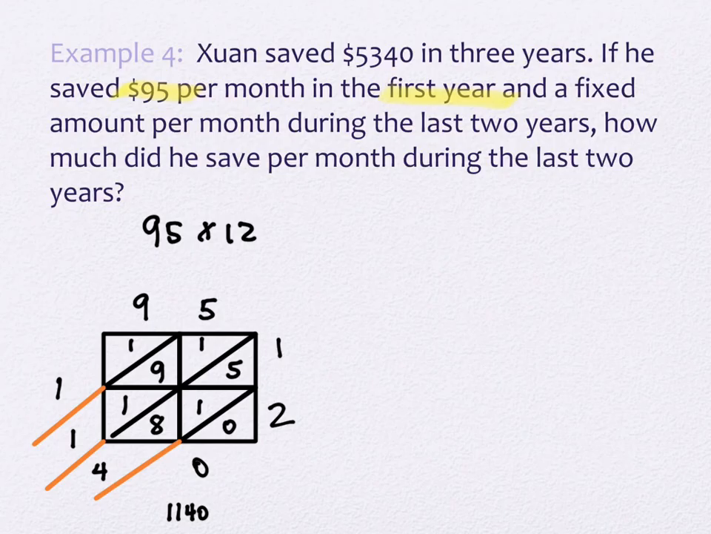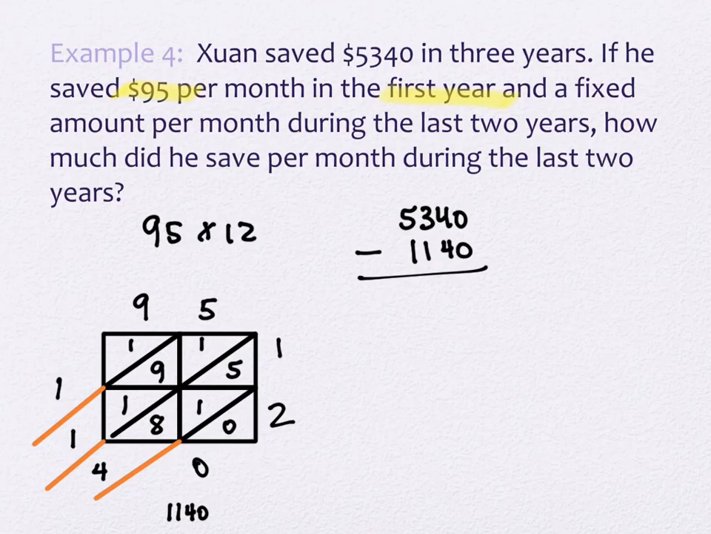And so 1140. So now what? So he saved 1140 the first year. So I subtract that from the 5 up here. Sounds good. So his $5,340 is how much we know he saved. And he saved $1,140 in the first year. So this will be how much he would have had to have saved in the second and third year combined.